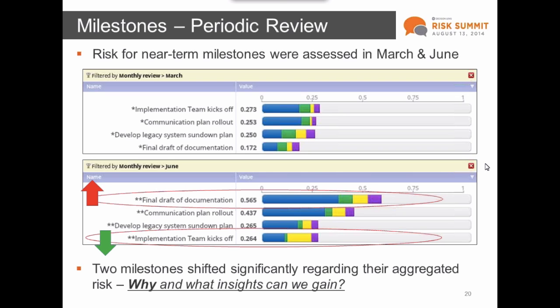What happened? The first thing that we can see is that the overall level of risk for the milestone titled Final Draft of Documentation rose significantly during this period, whereas it was previously the milestone in this near-term subset with the lowest level of risk. By June, it has jumped up to a much higher risk score. The second thing that we can see is that the overall risk for the implementation team kicks off milestone has shifted from the top of the group in March to the bottom of the group in June.